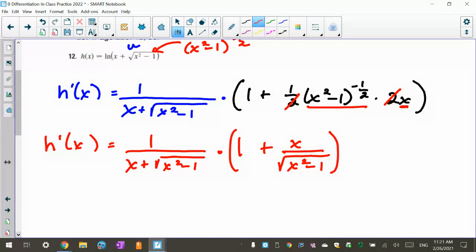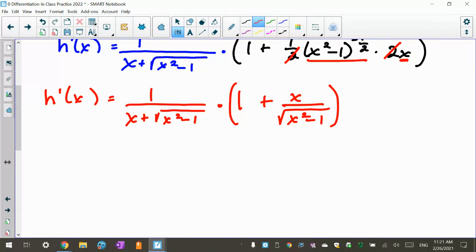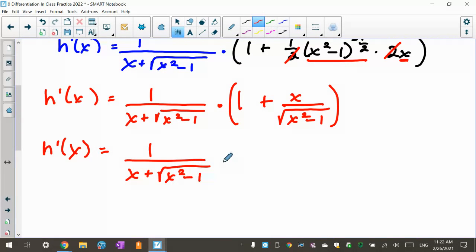And so what I always try to do is see if I can do a common denominator over here to see if that would make this simplified. So I'm going to leave h prime of x, leave this first fraction alone. So I have 1 over x plus radical x squared minus 1 times, now if I do a common denominator here, this would be over x squared minus 1, then I would multiply this first one by this denominator, so that'd be radical x squared minus 1 plus x.